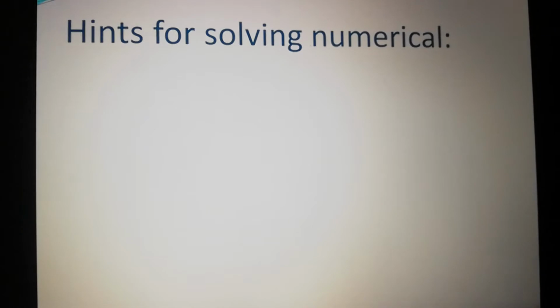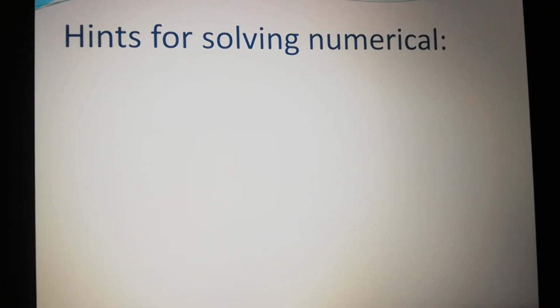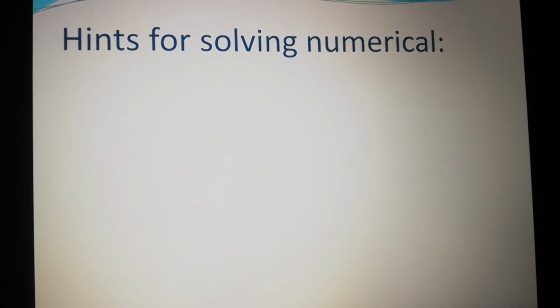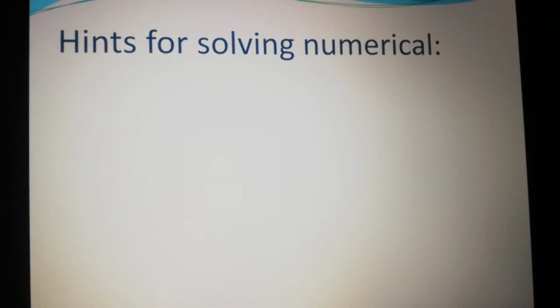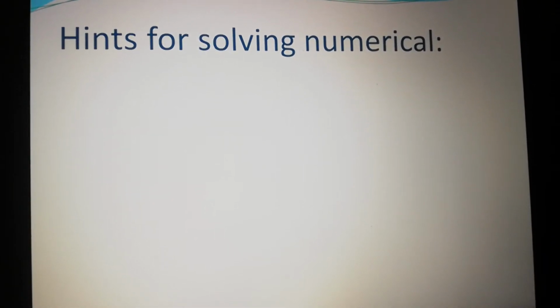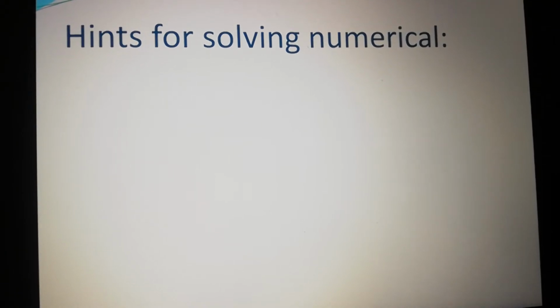Now there are some hints for solving the numericals. The numbers will not be given directly, but you have to assume something from some phrases of the sentences. Now if in your numerical it comes: a car moving, starting from rest, attains a velocity of 20 km per hour.